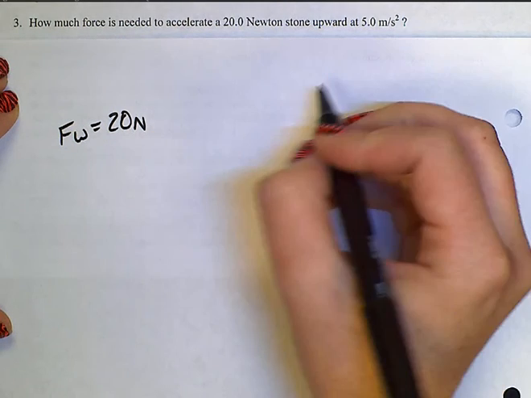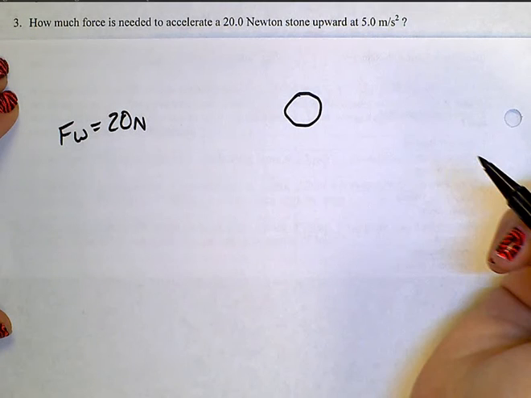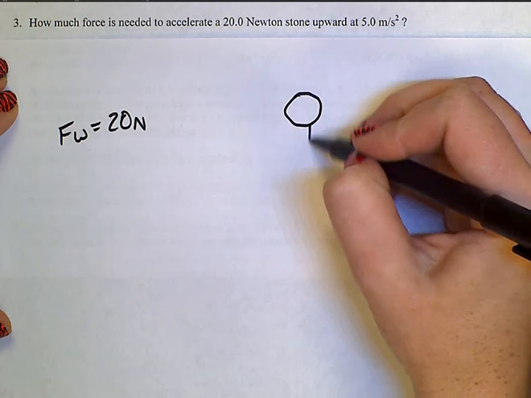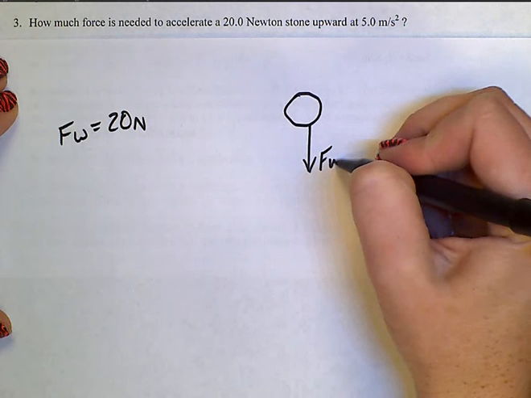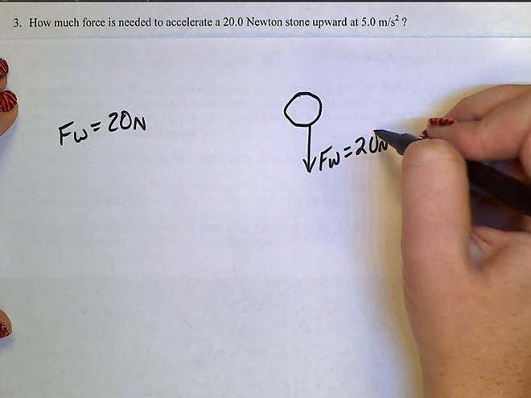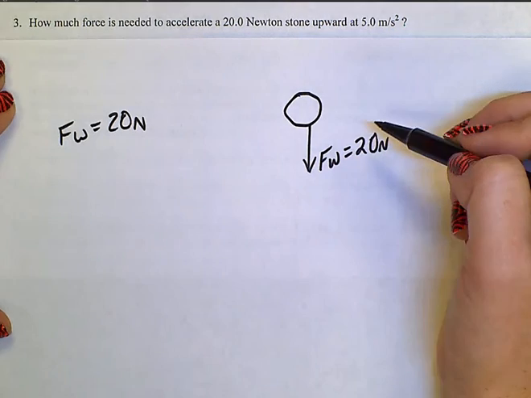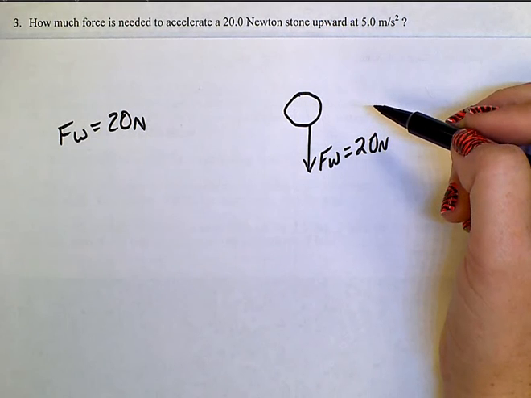Here's my free body diagram. I have a stone, and I'll have two forces acting on it. One is the weight, and that's the earth pulling it down, always goes down. And the other is your hand that is pushing on the stone in order to accelerate it upwards.